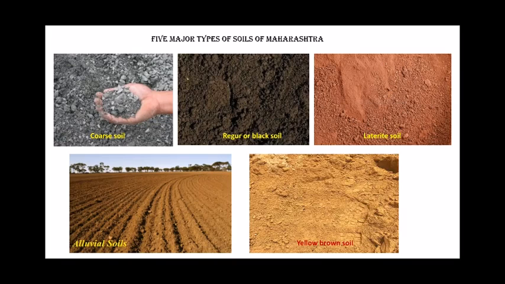The last main soil found in Maharashtra is the yellow-brown soil. These soils are found in areas where there is extremely heavy rainfall. They are not very fertile, therefore they are not very useful for agriculture. Farmers do not use it because it is not fertile. They are mainly found in Chandrapur, the eastern part of Bhandara and parts of the Sahyadri mountains in Maharashtra.